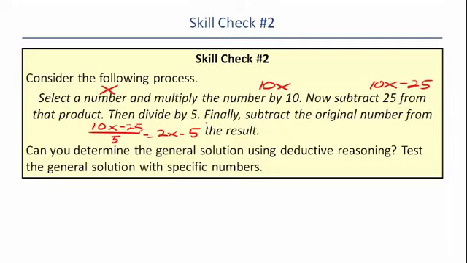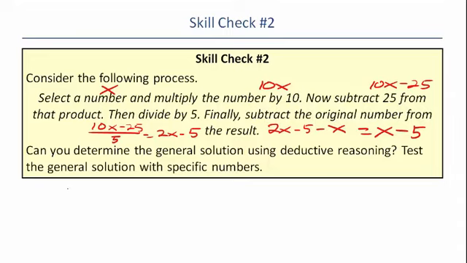Now it says, finally, subtract the original number from that result. So we're just going to have 2x minus 5 minus the original number, which was x. And of course, 2x minus x just gives us x, right? So this whole thing should just equal x minus 5. So can you determine the general solution using deductive reasoning? Yes. You will get 5 less than the original number. Whatever the original number was, you will now have 5 less than that. Can we test it with some specific numbers?